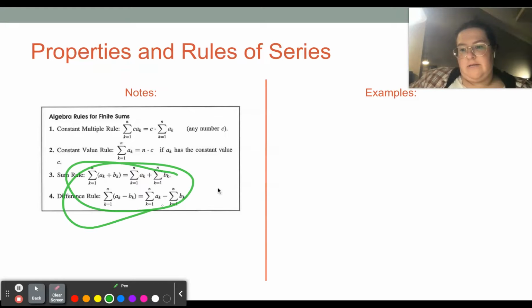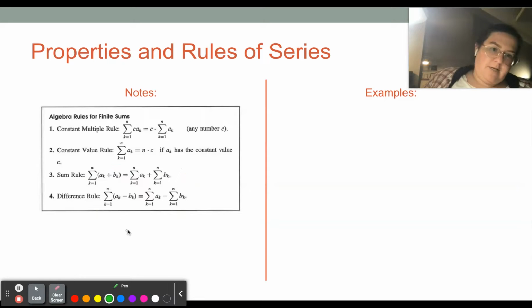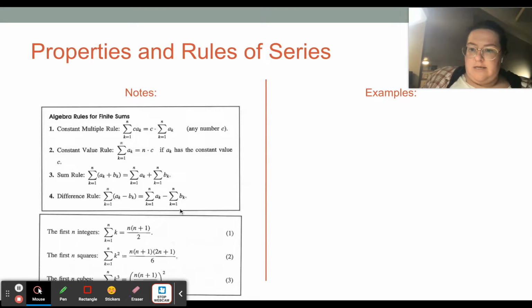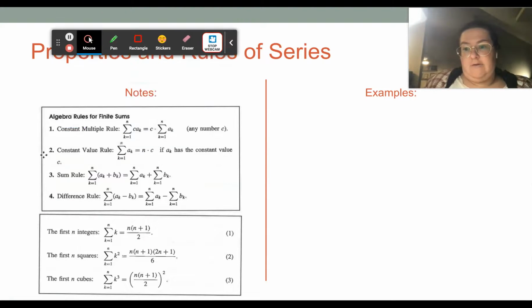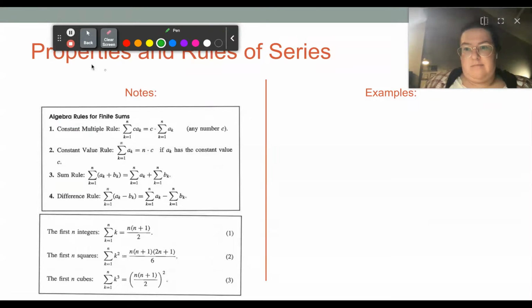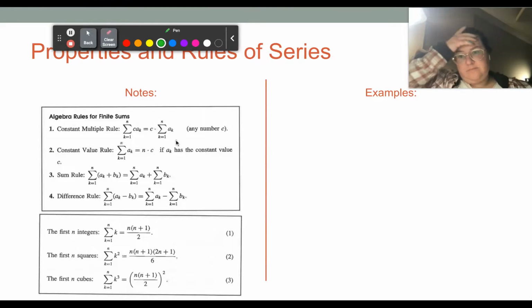And then these are just saying you can split up your sums over addition and subtraction, just like we can do with derivatives and antiderivatives. Okay, and then these are rules for specific formulas. So if you have the formula k, you have that rule, k squared, that rule, k cubed, that rule. You'll see when you do these examples.